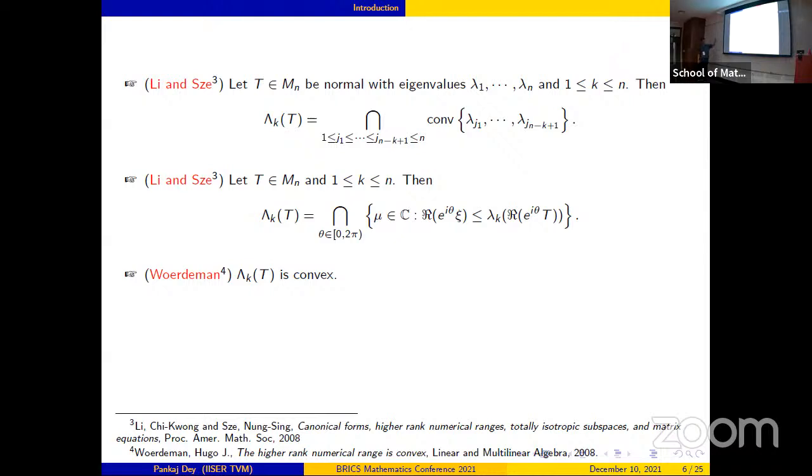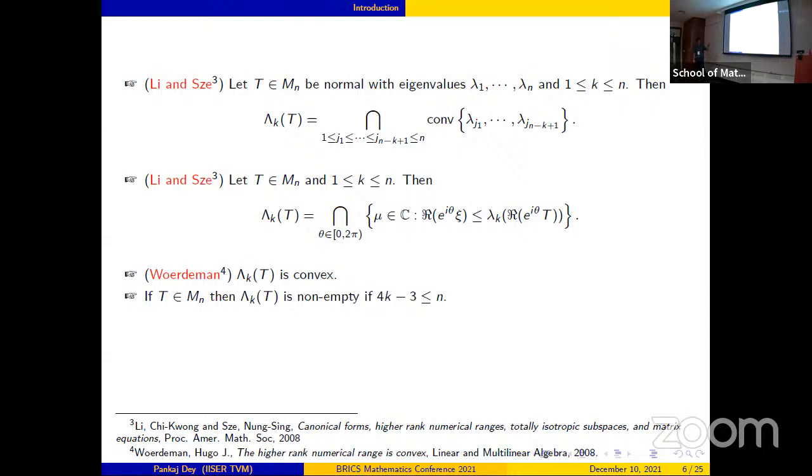Just observe that if T is a normal matrix with eigenvalues lambda 1, lambda 2, lambda 3, and you compute the 2-rank numerical range, by the first result, we will just leave out one eigenvalue and take the convex hull of the others in all possible ways. So the K-rank numerical range could be empty, whereas the numerical range is always non-empty, as you observe.